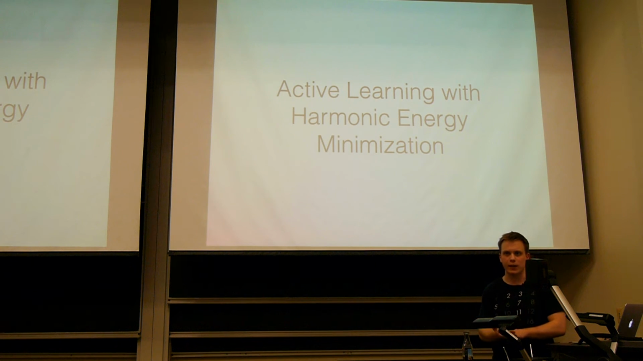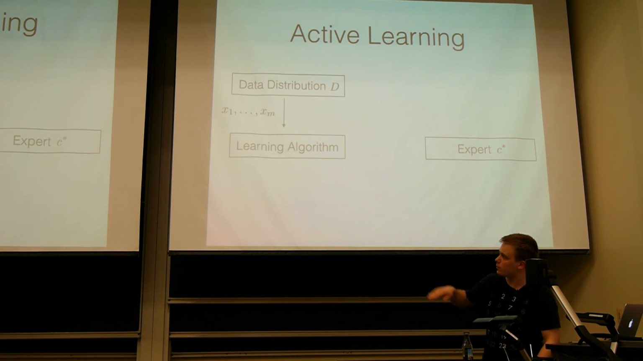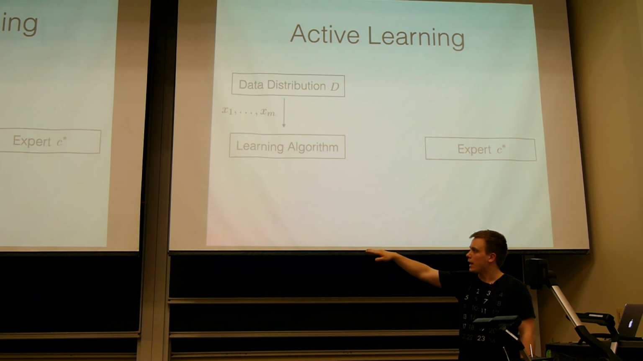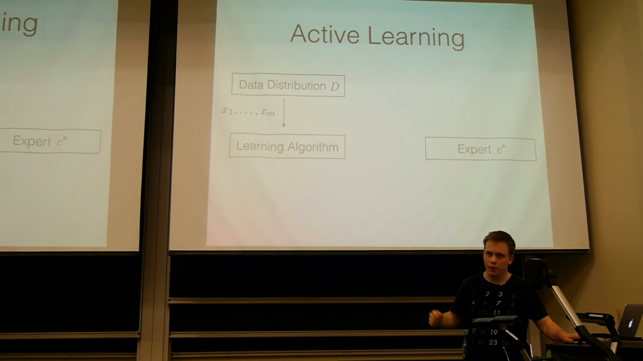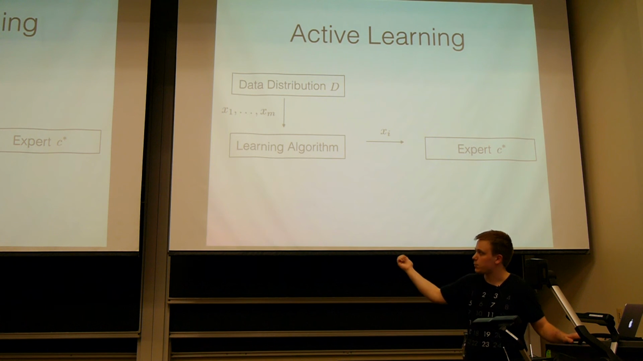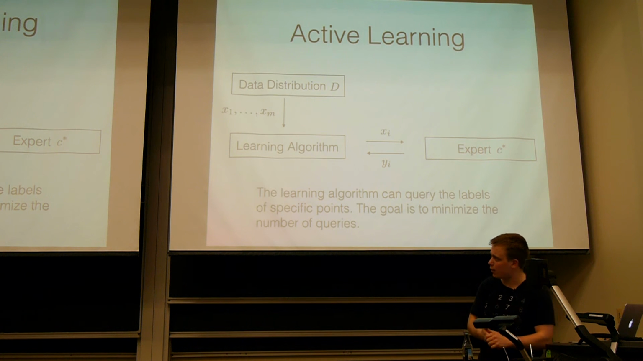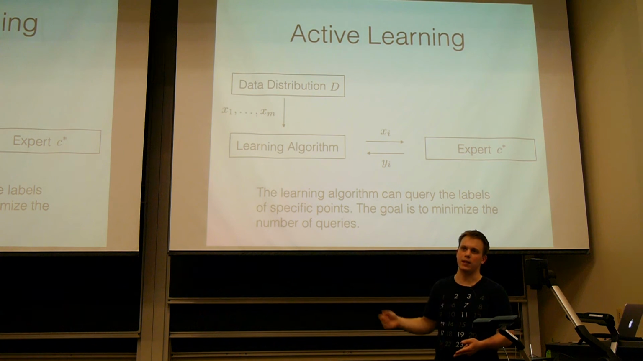So now we're going to talk about how you can do active learning with this harmonic energy minimization algorithm. Just to recap, in active learning, the learning algorithm is given a bunch of unlabeled data. And its goal is still to try to approximate the true labeling function C star. But rather than having some random data points being labeled for it, it can send a label request to the expert and say, will you please label this? And then the expert responds with the label. So the learning algorithm primarily wants to get a good estimate of C star, so it should solve the actual problem. But it also wants to minimize the number of queries that it makes.